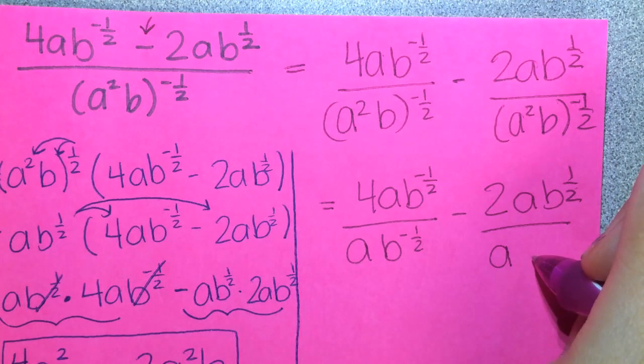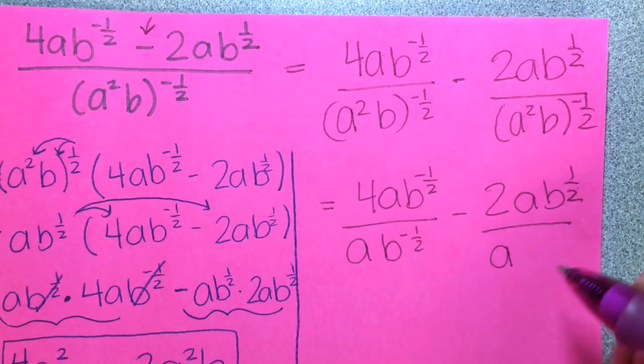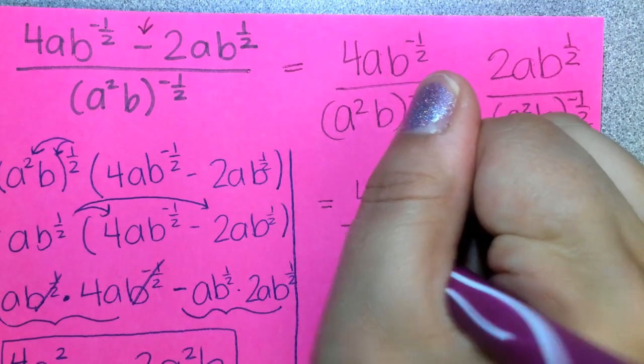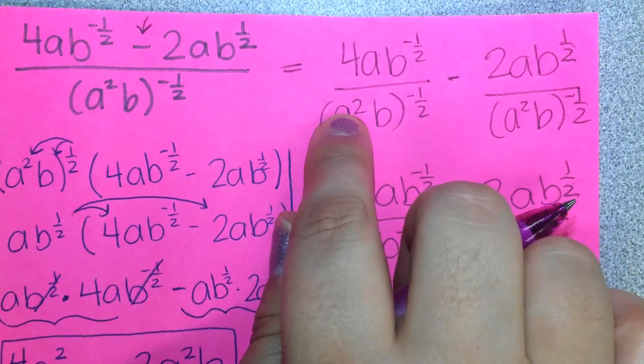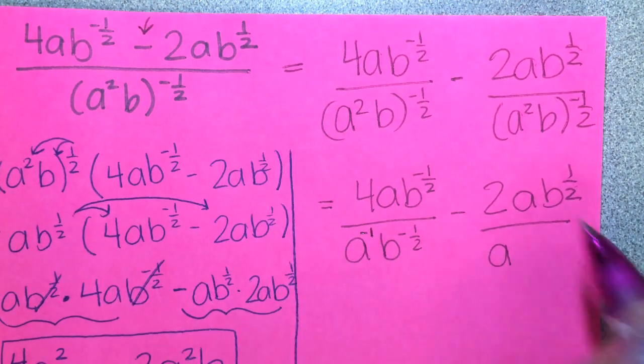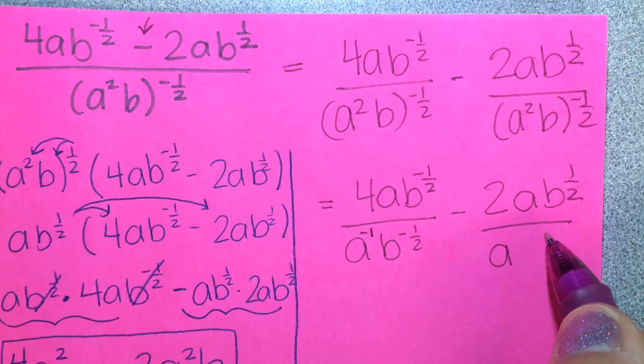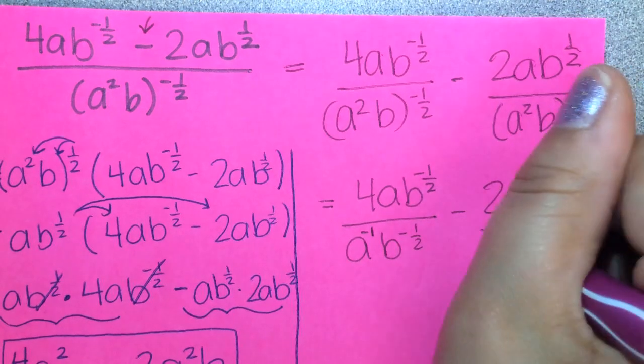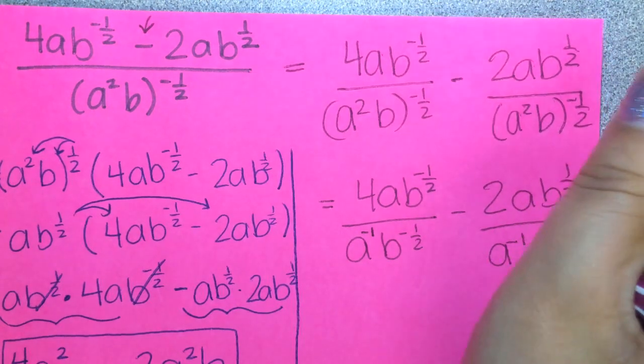What'd I do wrong here? Oh, that's negative 1 right there. Sorry. Negative 1/2 times 2 is negative 1. I don't know what I was doing there. And then I get negative 1 again. B to the negative 1/2.